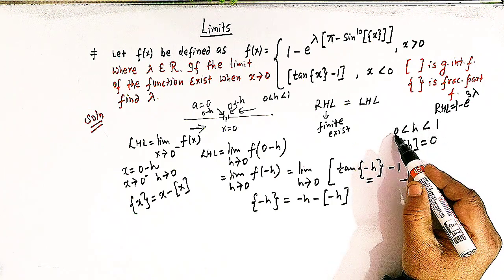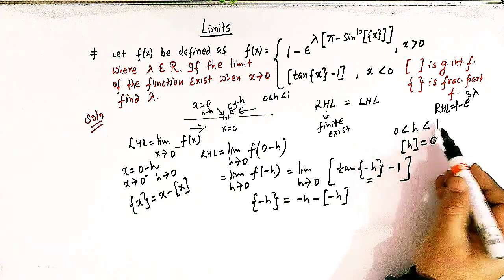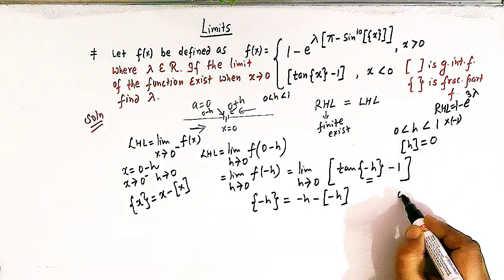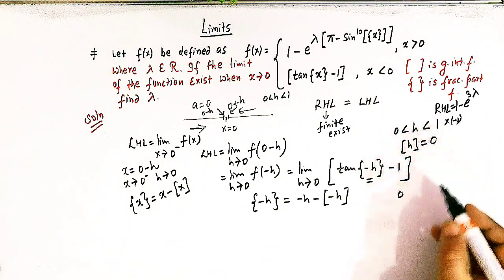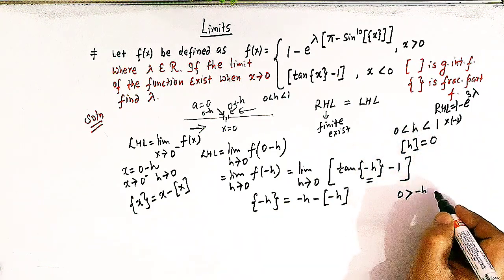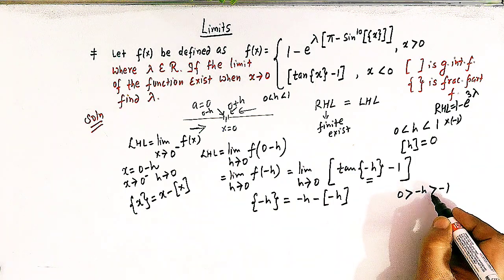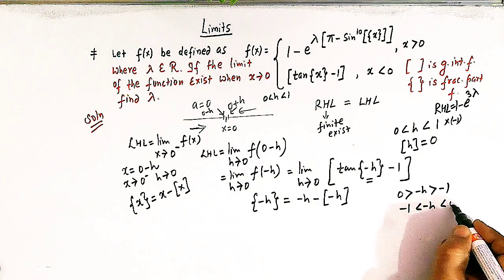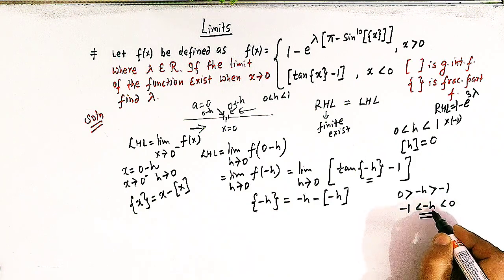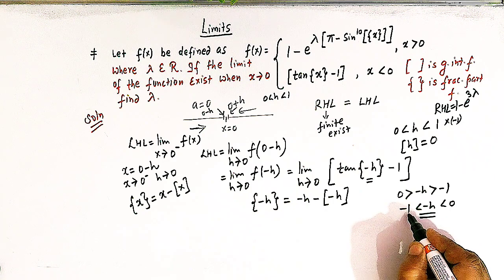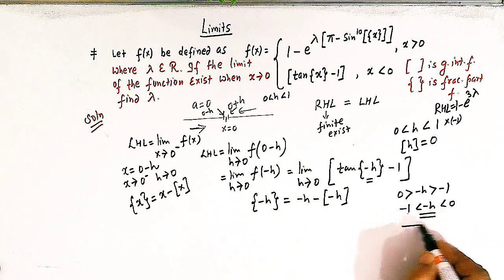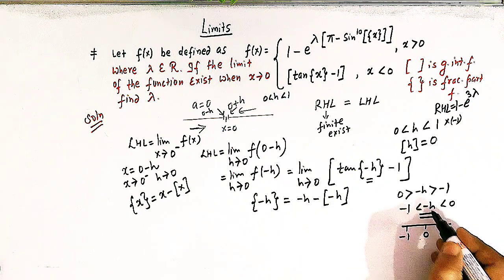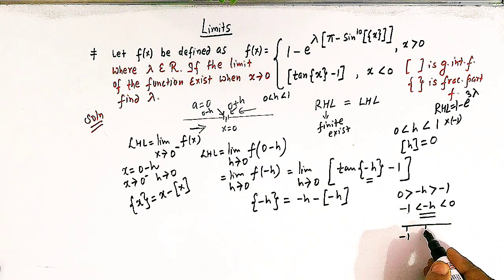So if we multiply this inequality throughout by minus 1, the direction of the inequality gets reversed. So here we have minus h, then we have minus 1. We can rewrite this inequality as minus 1 < minus h < 0. So this inequality indicates that minus h lies between minus 1 and 0. Here we have 0, here we have minus 1. So minus h lies somewhere between minus 1 and 0.